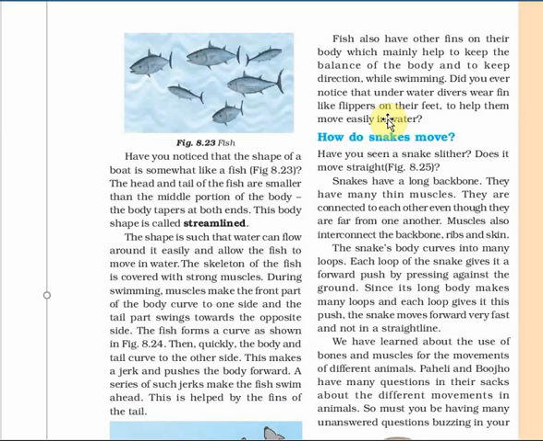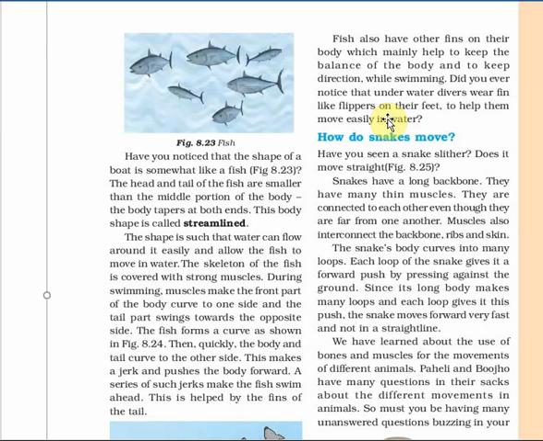First, the fish forms a curve on one side, then quickly the body and the tail curve to the other side. This makes a jerk and pushes the body forward. Next point, a series of such jerks makes the fish swim ahead. This is helped by the fins of the tail.